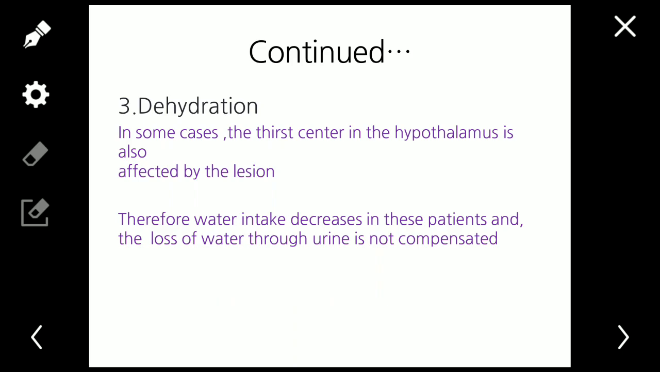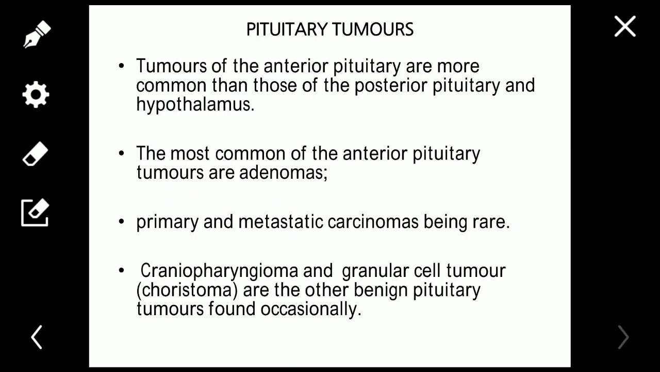In some cases, the thirst center in the hypothalamus is also affected by the lesion. Therefore, water intake decreases in these patients and loss of water through urine is not compensated, which leads to dehydration. So these are the disorders of the pituitary where the activity is increased and decreased.